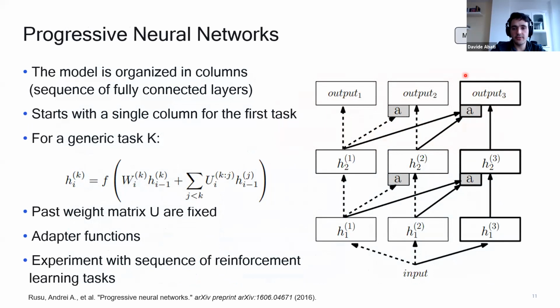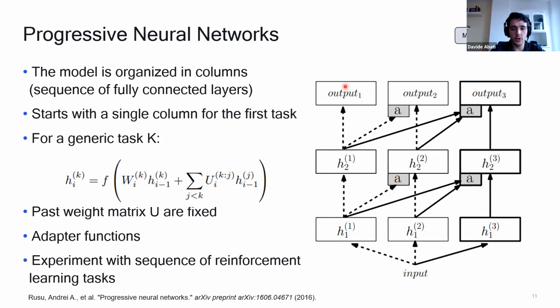So the first family is model growing. This paper by DeepMind is very famous. It's called Progressive Neural Networks, a very early work in continual learning. They organize the model into columns, and each column is relevant to a task. They apply it to a sequence of reinforcement learning tasks, training this model to play different Atari games in a sequence. So we first start with the first column here on the left.